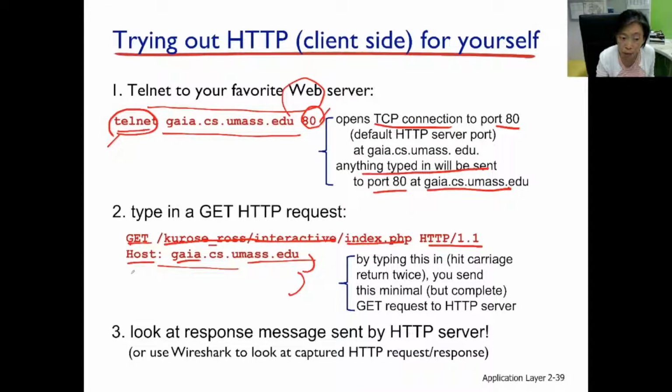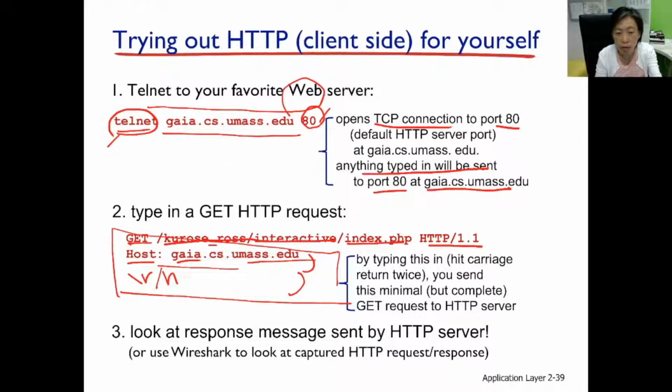It needs to have a \r\n here in order to complete the HTTP request. All right, so the whole thing is going to be like this. And we'll see what pops up in return, what the server there at umass.edu sends back. Okay, let's not sniff the traffic. Let's just look at the response coming out of the telnet program.